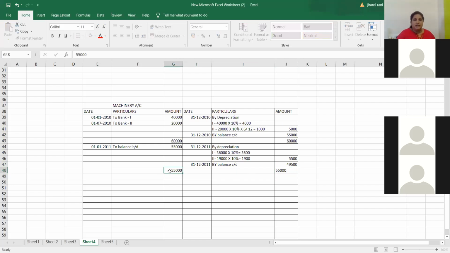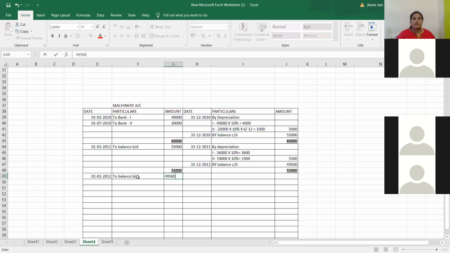As the year is ending, I'm just closing the account by drawing double lines under that. Now, our next year is 2012 and the year starts on 1st January 2012. And now I write over here to balance brought down, and the amount is 49,500. Before calculating the depreciation, why?